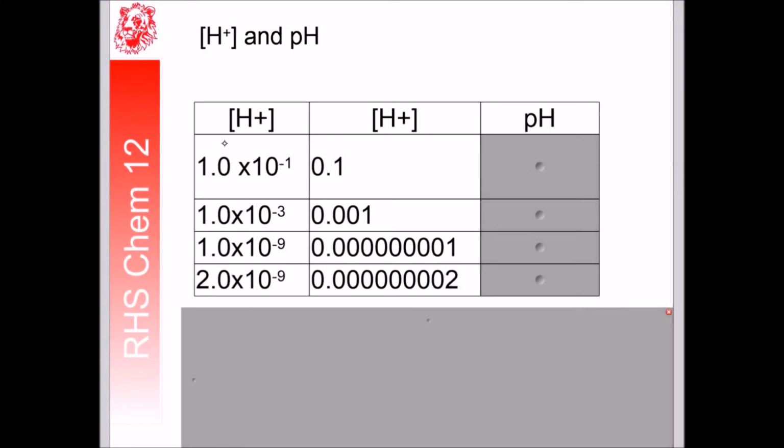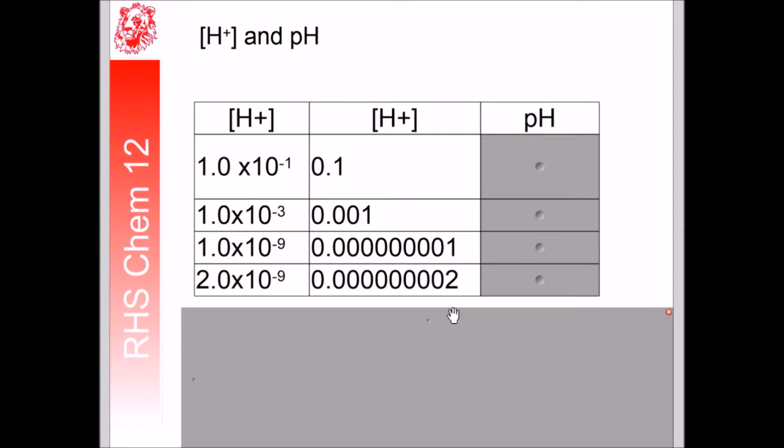And so we have a variety of concentrations here, from 1.0 times 10 to the negative 1, or maybe easier, 0.1, all the way down to 2.0 times 10 to the negative 9, 0.0000, a whole bunch of zeros, 8 zeros, and then a 2. And if that looks like a lot of zeros, it's really not. We could have as many as 13 zeros there in the range of H pluses.